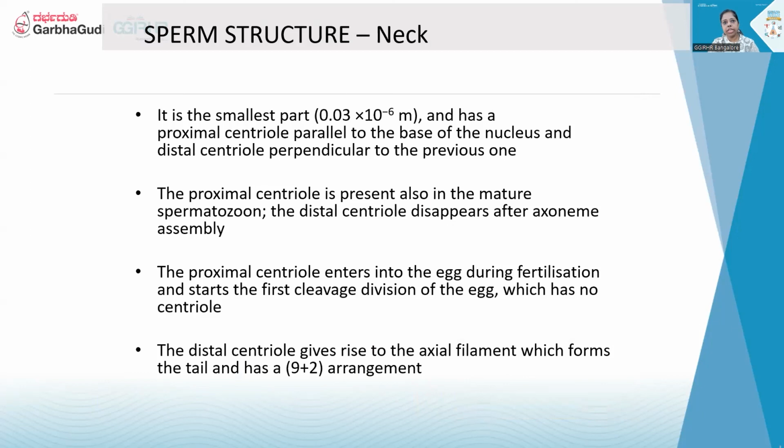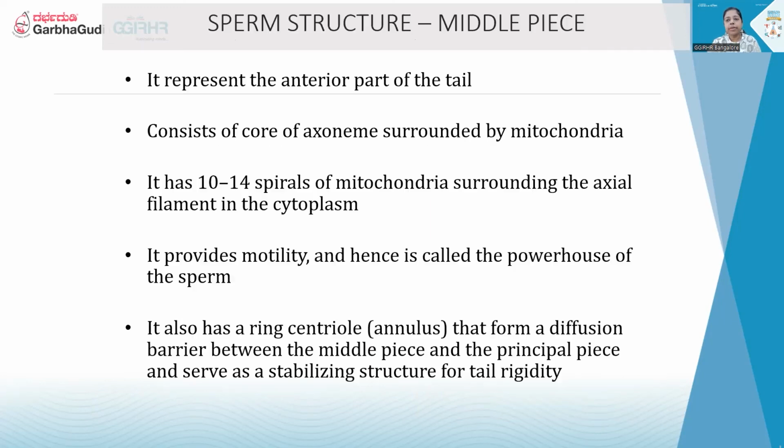The neck is the smallest part and has the proximal centriole parallel to the base of the nucleus, and also the distal centriole perpendicular to the previous one. The proximal centriole is present also in the mature spermatozoa. The distal centriole disappears after axoneme assembly. The proximal centriole enters into the egg during fertilization and starts the first cleavage division of the egg, which has no centriole. The distal centriole gives rise to the axial filament, which forms the tail and has an arrangement of 9+2.